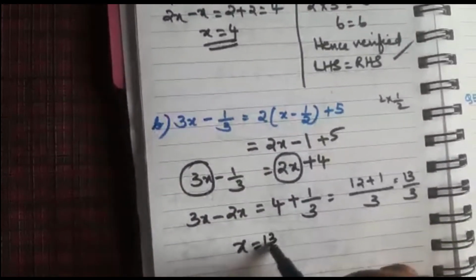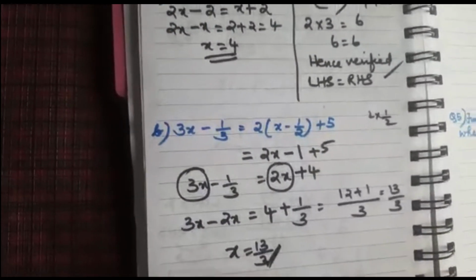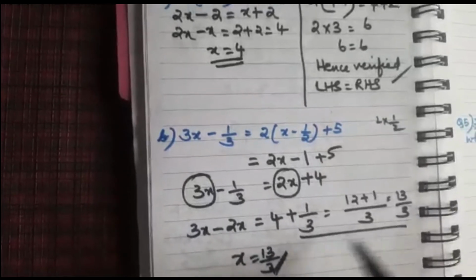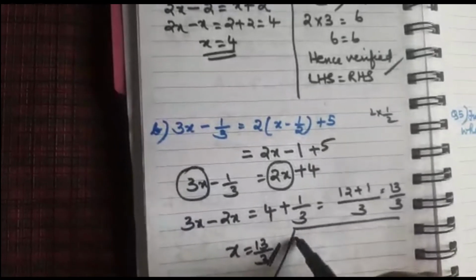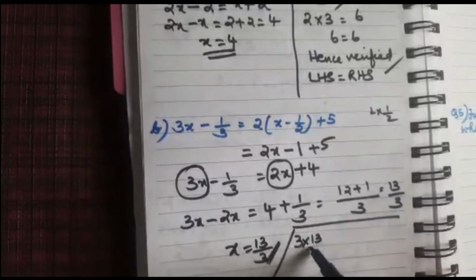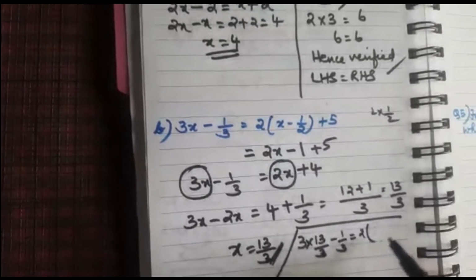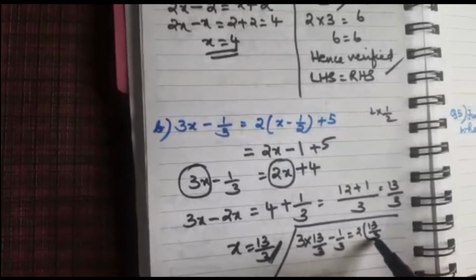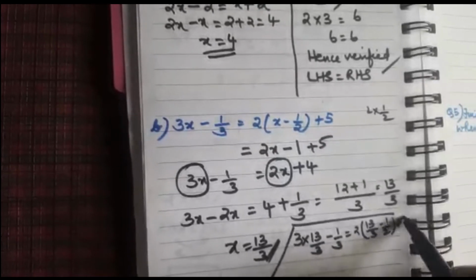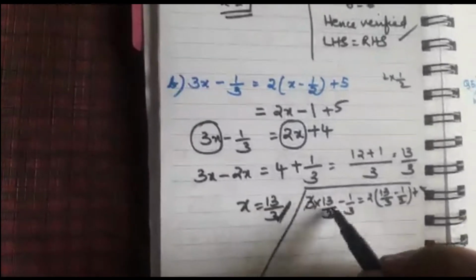X is equal to 13 by 3. Now how will you verify this one? Put this value, so you can verify it. That is 3 into 13 by 3 minus 1 by 3 equals 2 into 13 by 3 minus half plus 5. Isn't it? So 3 cancels.